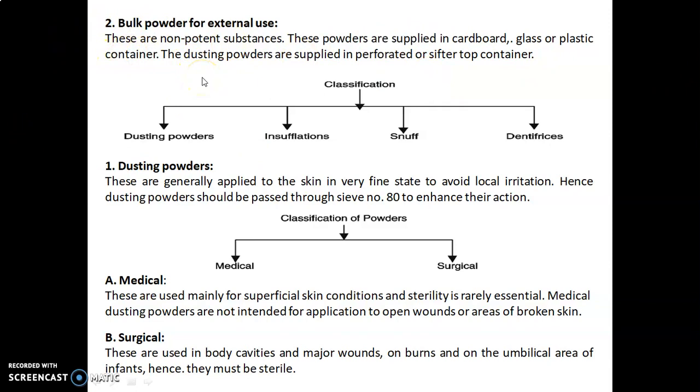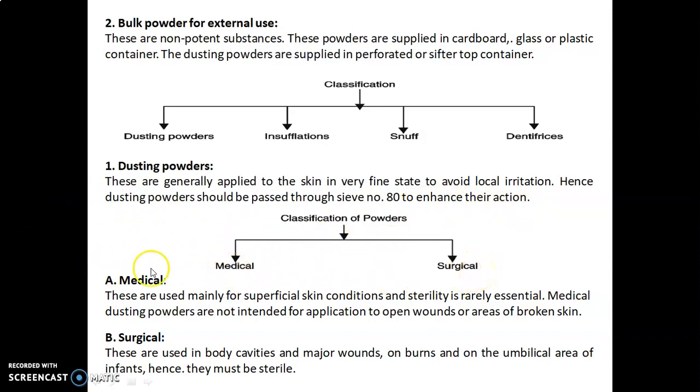These powders are supplied in a cardboard, glass or plastic container. The dusting powders are supplied in a perforated or sifter top container. The classification of this bulk powder for external use is first of all dusting powder, then insufflations, snuffs and dentifrices. We will discuss dusting powder. These are generally applied to the skin in a very fine state to avoid local irritation. Hence, the dusting powders should be passed through sieve number 80 to enhance their action.